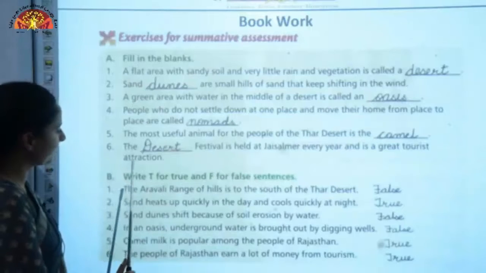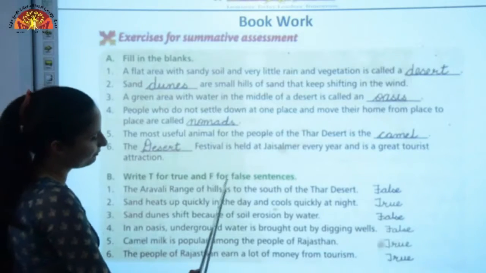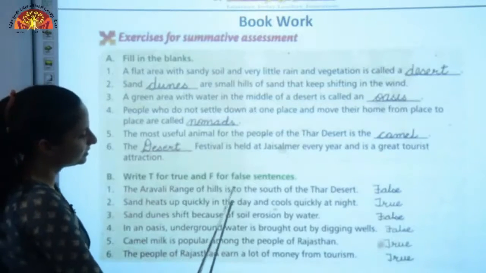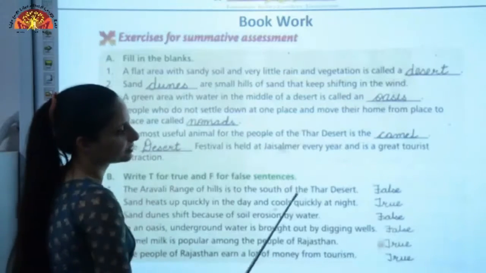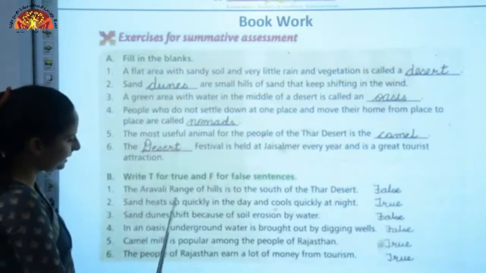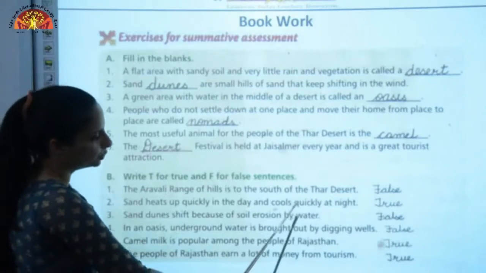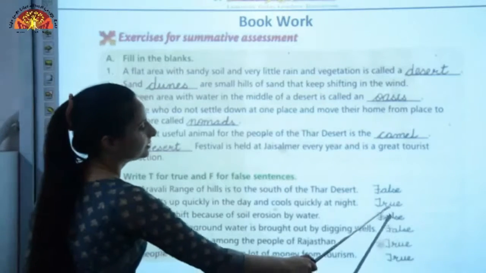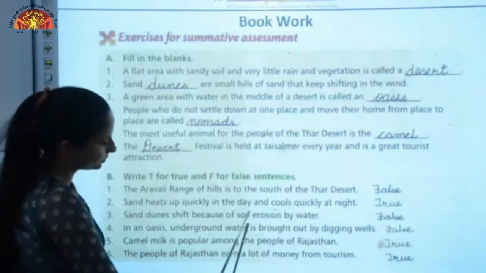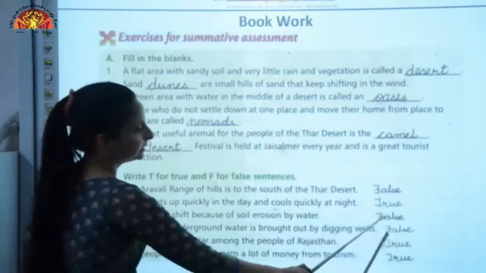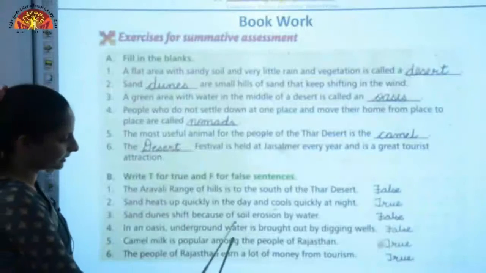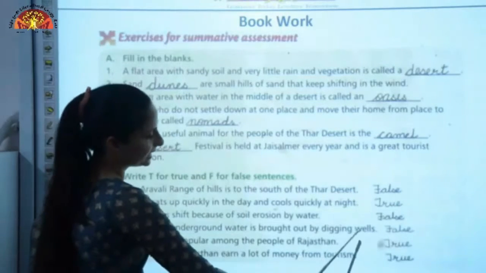Now exercise B, that is, write T for true and F for false sentences. First, the Aravalli range of hills is to the south of the Thar Desert. This sentence is false. Second, sand heats up quickly in the day and cools quickly at night. This is true. Third, sand dunes shift because of soil erosion by water. The statement is false. Fourth, in an oasis, underground water is brought out by digging wells.